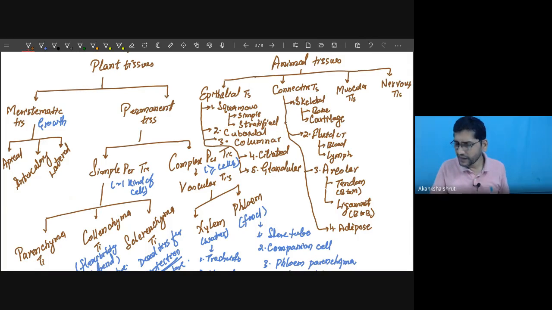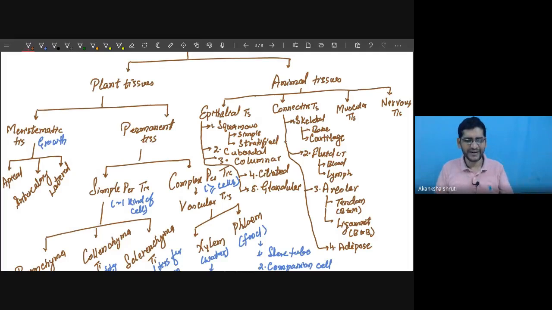Adipose, like the fat, is where the fat gets stored inside our muscles, so it becomes thicker. It is the tissue below the skin, over the muscle. It is called adipose. We will draw the structure also, but later.